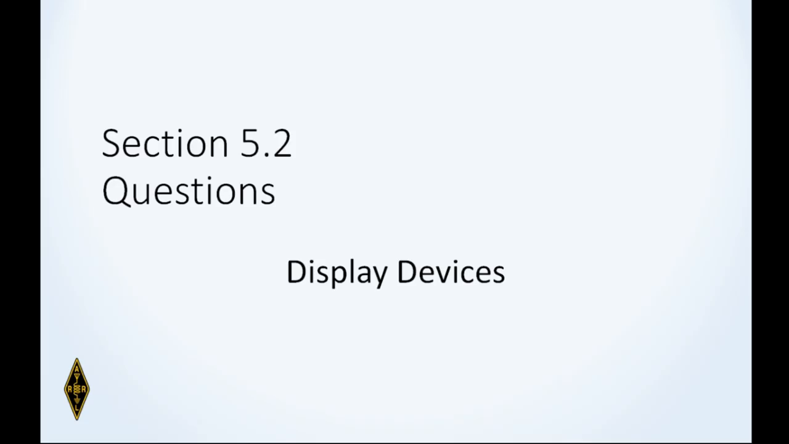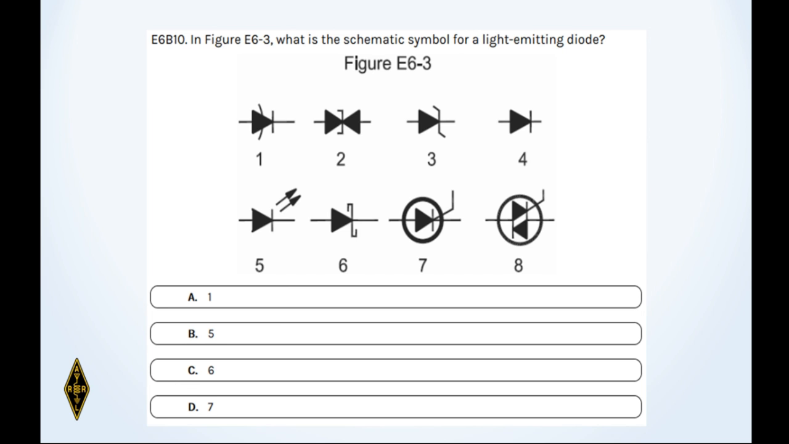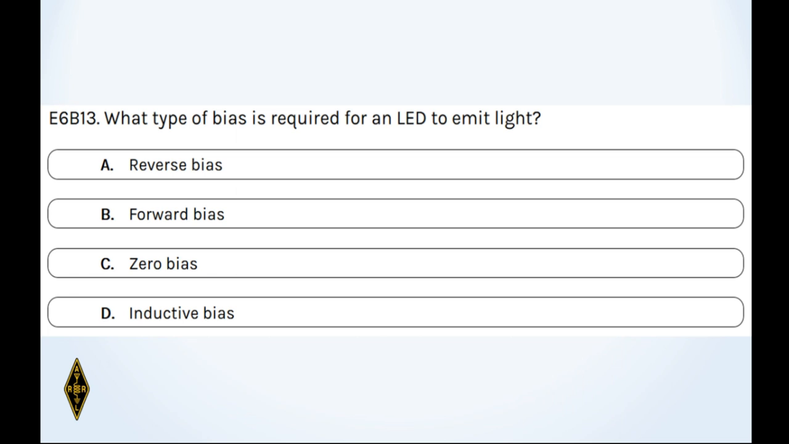Oh, let's answer some questions. So in this figure, what is the schematic symbol for a light-emitting diode? What do you think? That would be number 5, or B as in boy, with the arrows coming off of the diode. Those arrows represent photons coming from the diode. And what type of bias is required for an LED? In order to emit light, it's got to be forward biased.